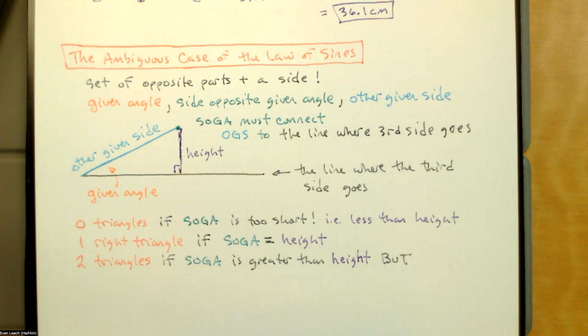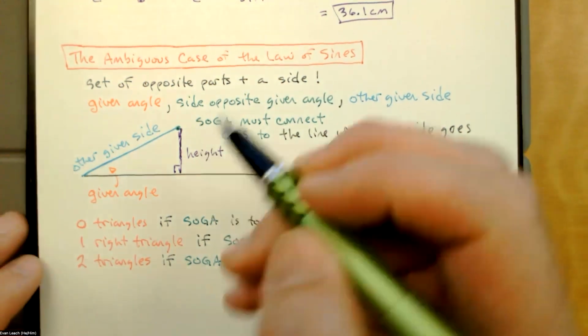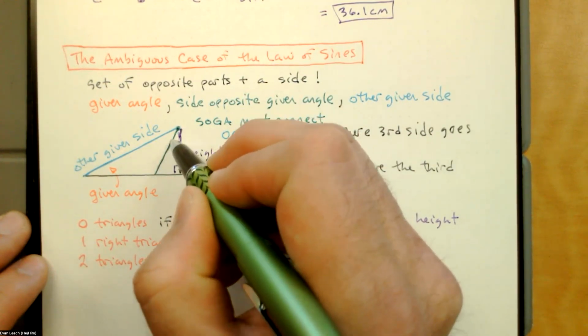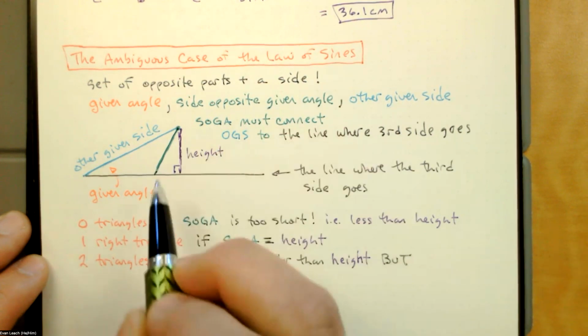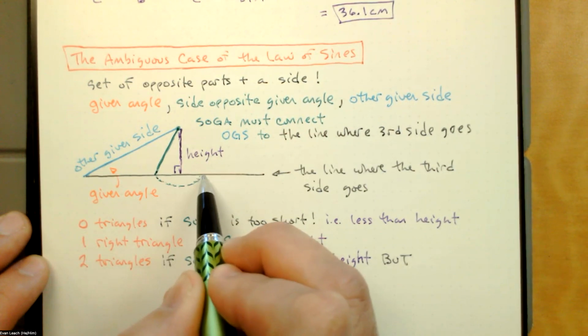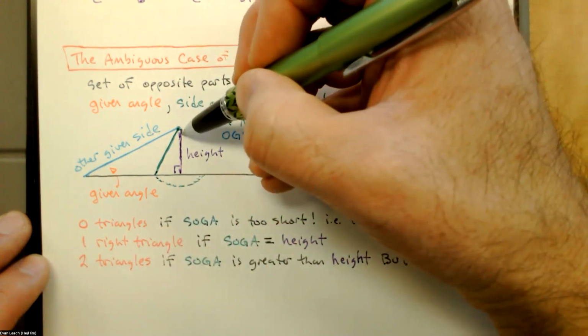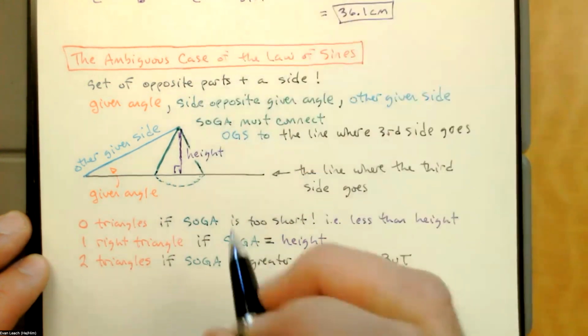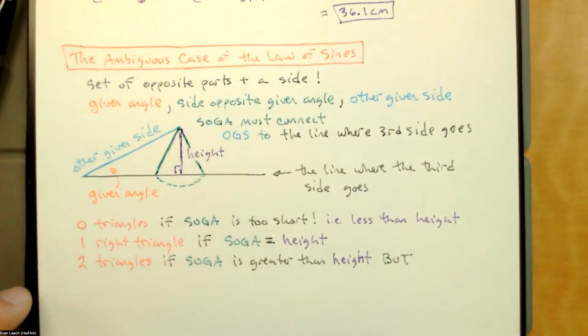So now I want you to imagine hanging from the other given side, a side opposite the given angle that is a little bit more than the height. Then I can put it in two ways. I can have the side opposite the given angle connect to the other given side here. Or I could swing it over to the other side of that vertical. And make two triangles.